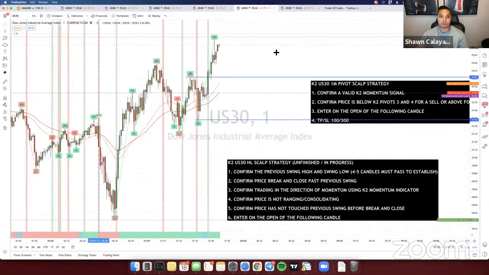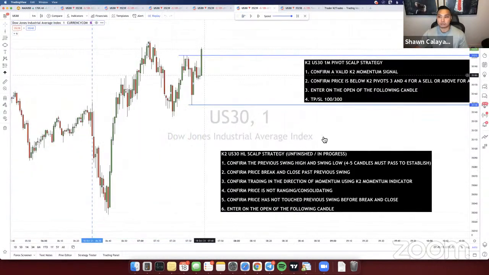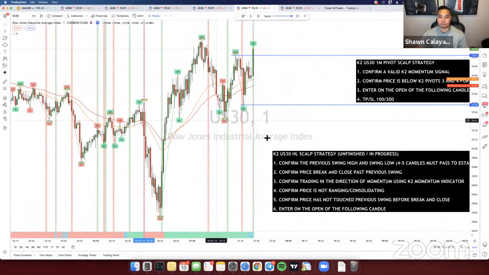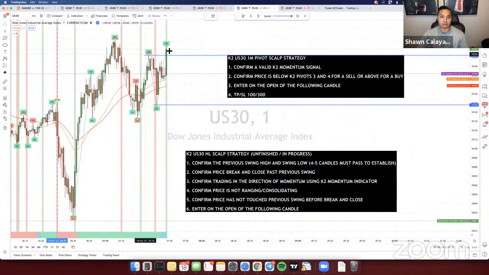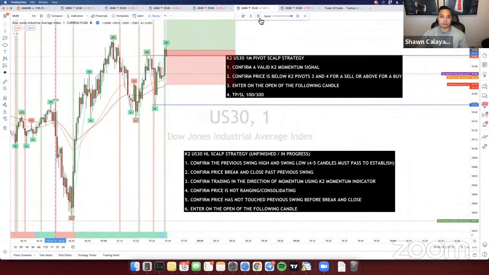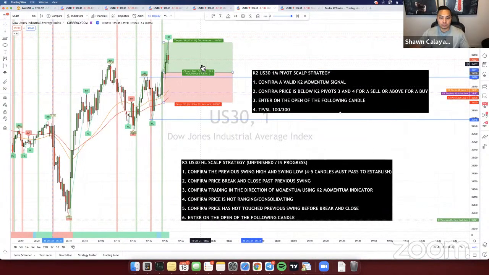Also for this right here on the 1-minute, this is the one that Maddie was referring to as well. He was looking for the same thing. So pretty much right here, he was looking for a valid K2 momentum signal. He was waiting for it to close above the pivots, which it did right here. So if you enter this trade here, same as Maddie, it would have hit your TP right there.